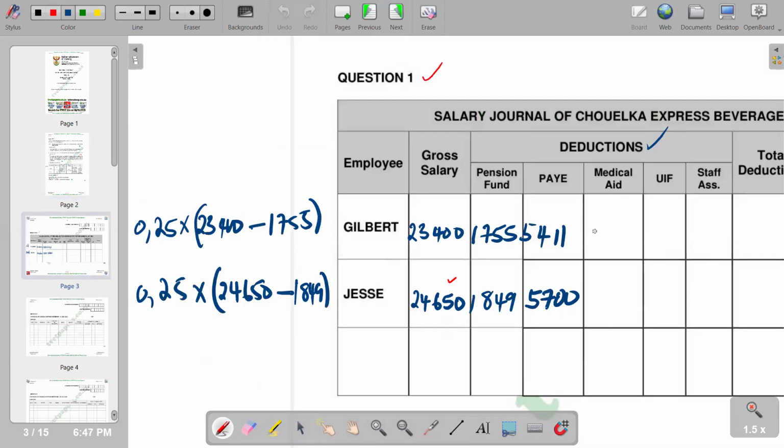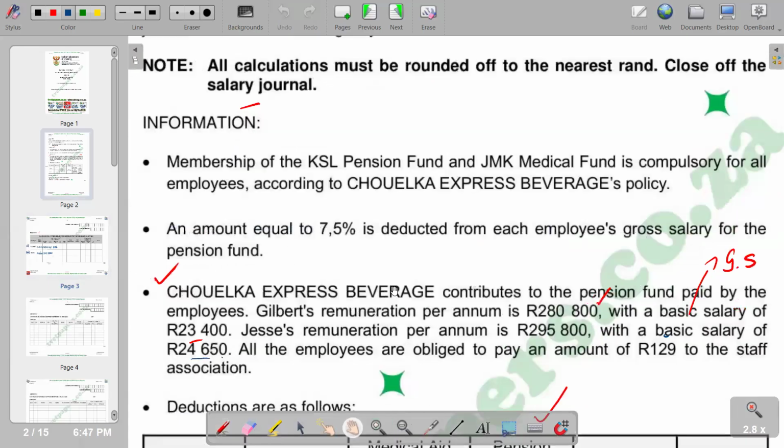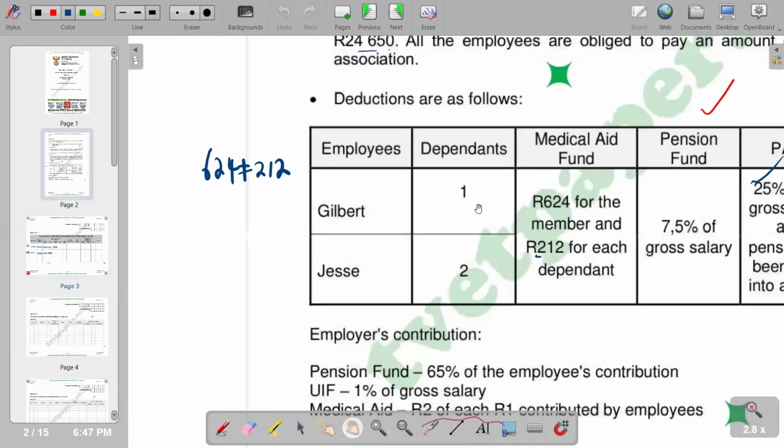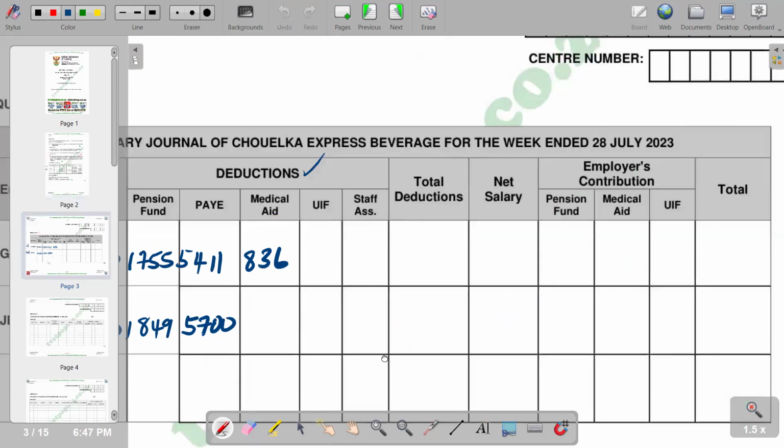So we have 836. Then we do the same thing for Jesse, whereby Jesse has two dependents. So we are saying 624 for Jesse plus the dependents, which is 200 times 2, because there are two dependents. So we calculate like that. You're going to get your answer is 1,048. So we come here, we indicate as such 1,048.